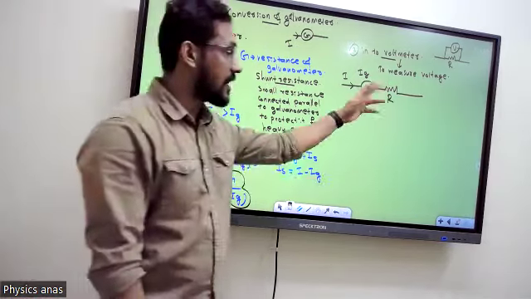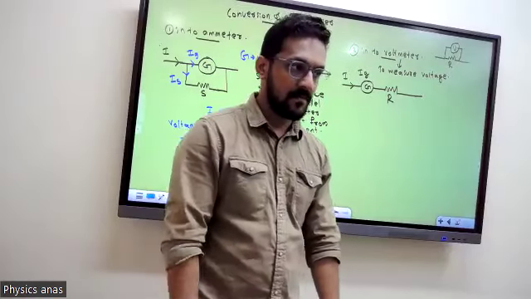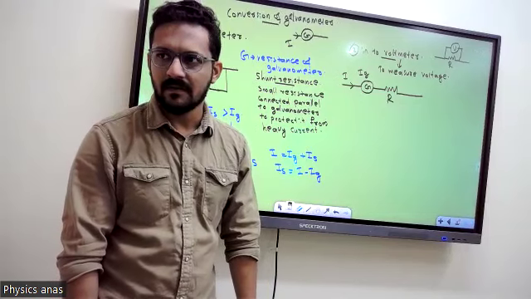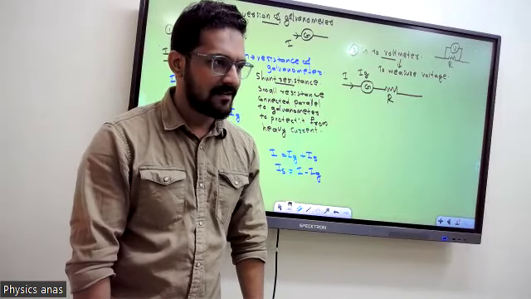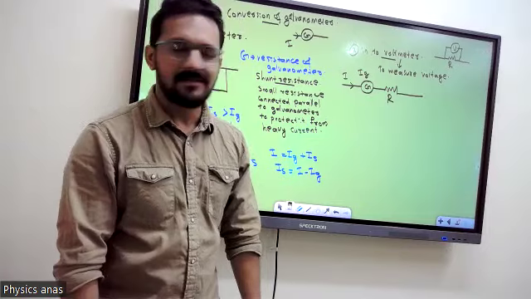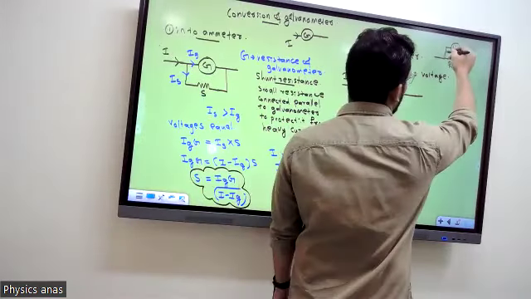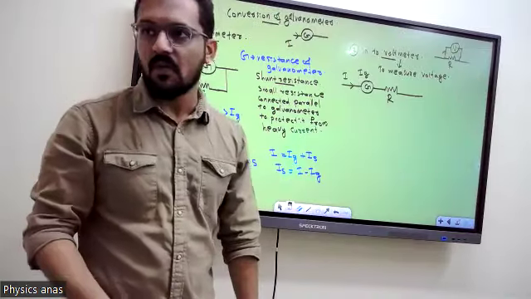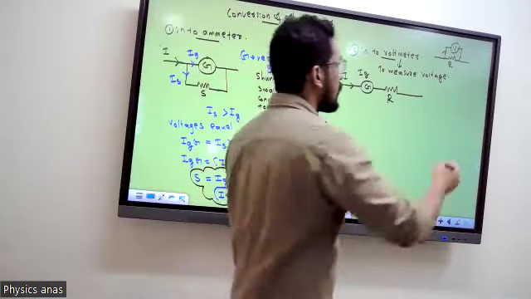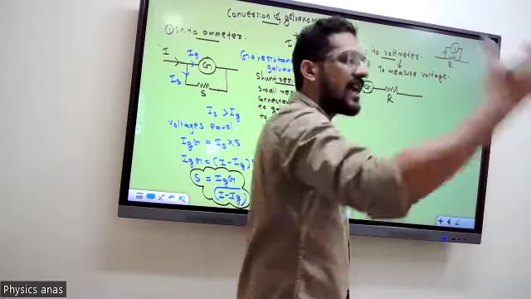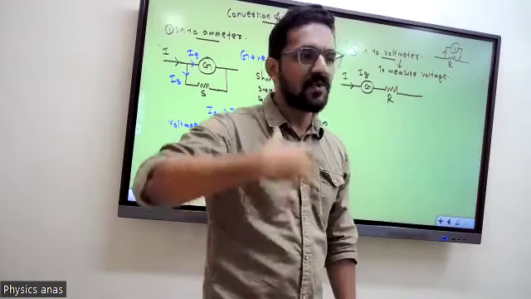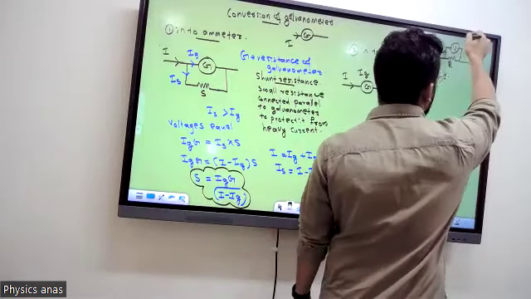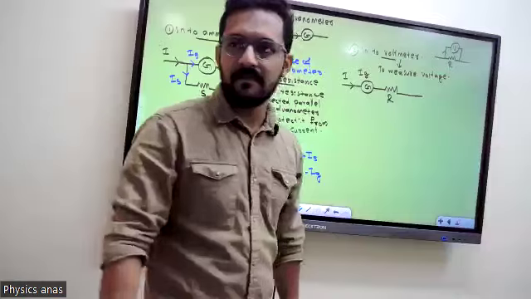Is there any problem with the galvanometer? Why is that? The galvanometer, what is voltmeter? Voltmeter is the device which measures the voltage, right? And the voltmeter's resistance will be very large, right? That means a very small amount of current will be passing through this voltmeter.